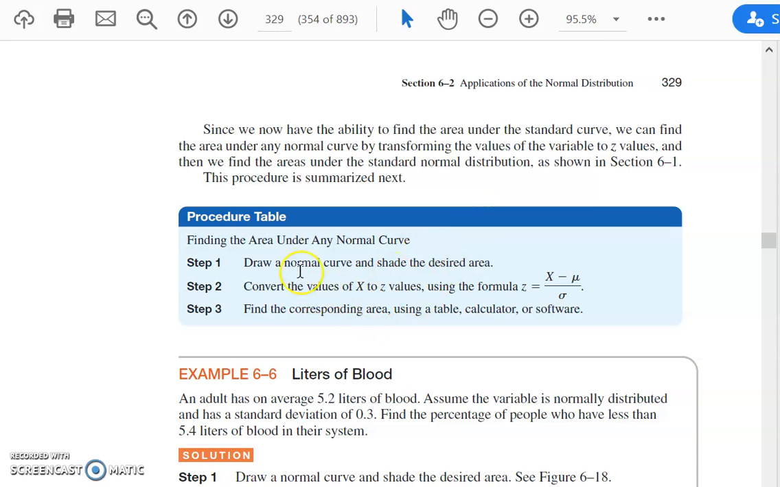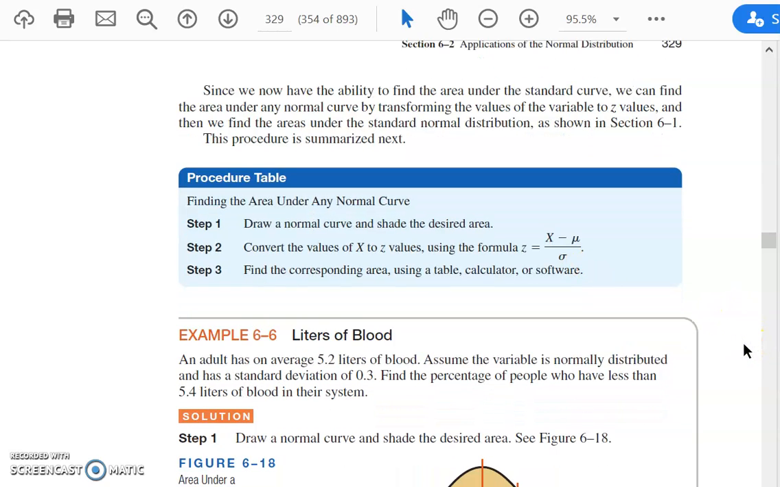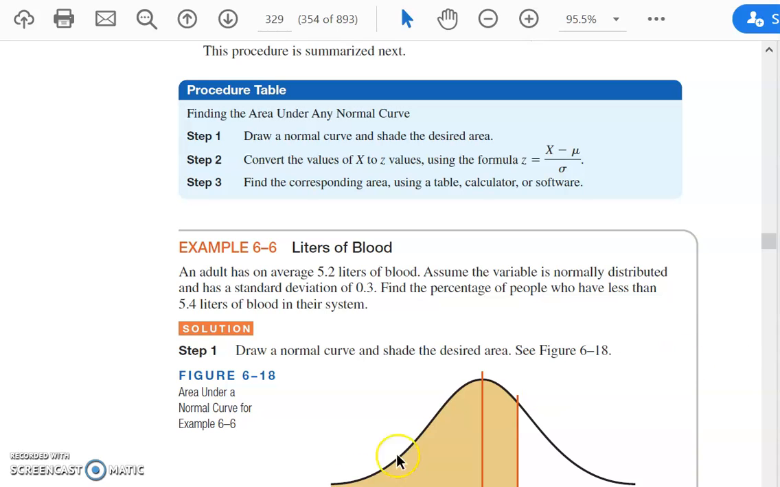So how do we do it? We draw the curve. We convert the values of x, my original data points, to z values using this formula, and then we find the corresponding area. We can use a table, a calculator, or software. It makes no difference what we use. They get the same answer, obviously.